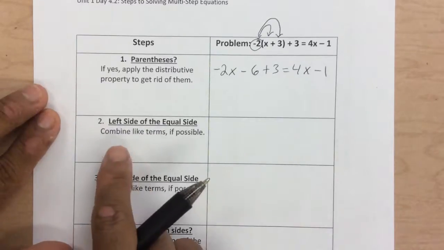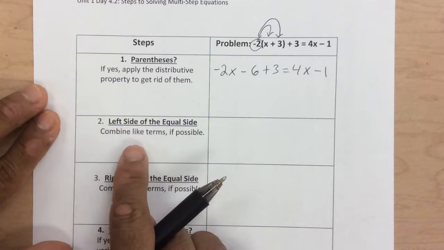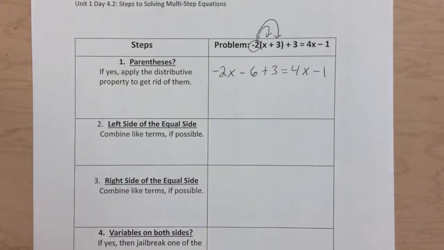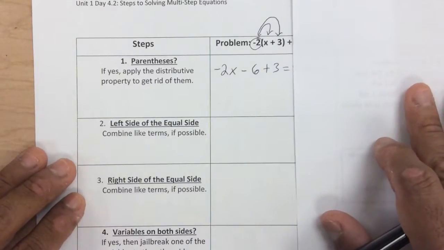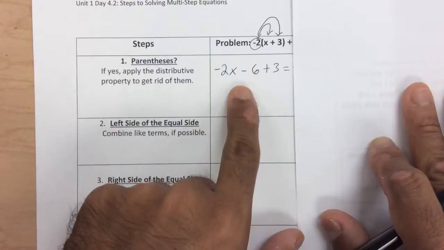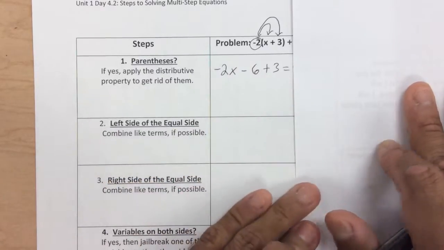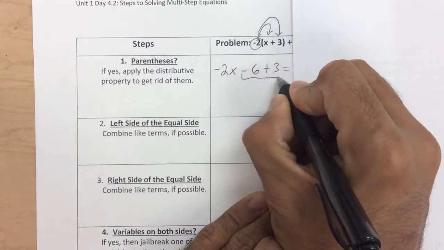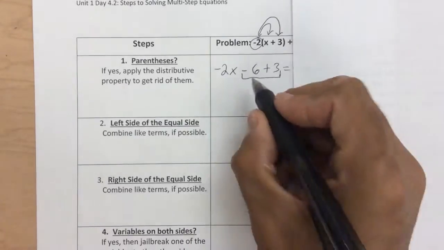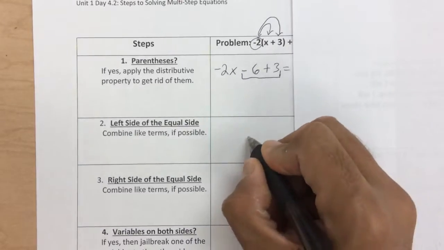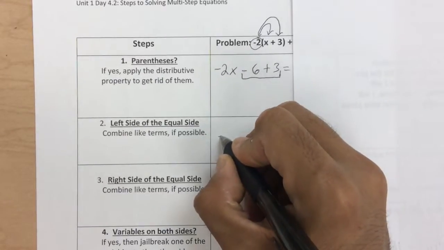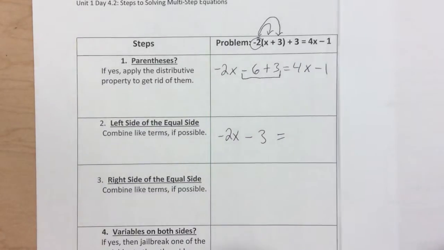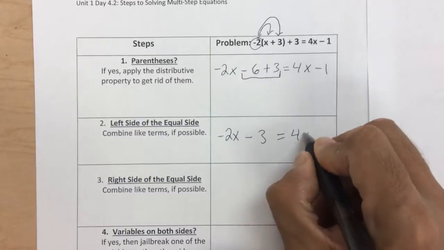Step 2 is look at the left side of the equal sign and see if you can combine some like terms. I'm going to cover the right side of the equation, and the only thing I'm going to look at is the left side. Can I combine any like terms? Of course I can. The negative 6 plus 3 is negative 3. Everything else that I didn't touch, I'm going to bring down, and that includes the right side.